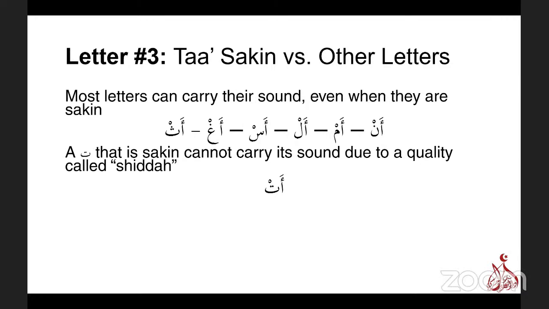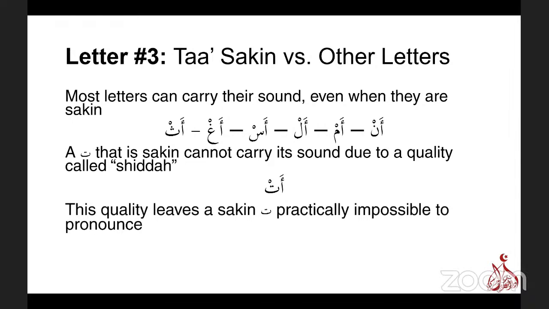It's not working. So this quality of a ta, where you cannot carry its sound forward, practically makes it impossible to actually pronounce a sakin ta. If you think about it, since you can't carry the sound of a ta forward when it's sakin, it almost seems as if you cannot even pronounce a ta that's sakin. For example, if the word in the Quran was katabat, and you stop on the sakin ta, it will be katabat. It's like you can't carry the sound forward. So what do you do in those situations?